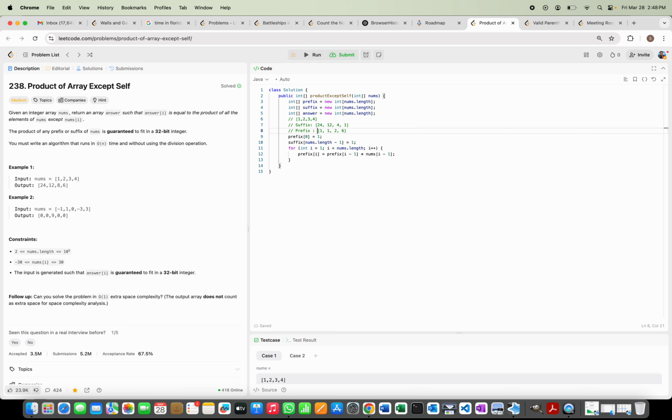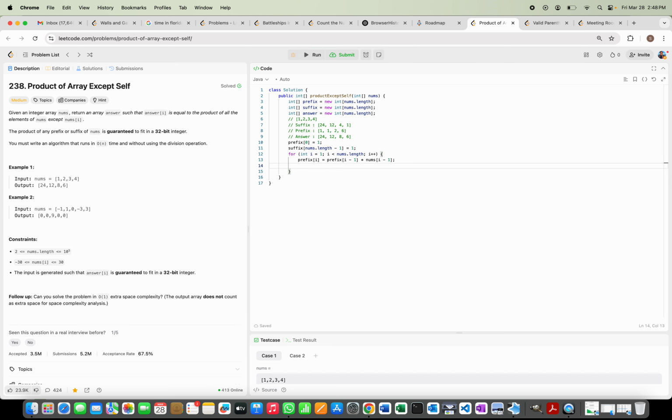That's all we need. And now you can see, for the answer, we're going to have 24 times 1 is 24, 12 times 1 is 12, 4 times 2 is 8, 1 times 6 is 6. So it checks out. It's the same as this one.